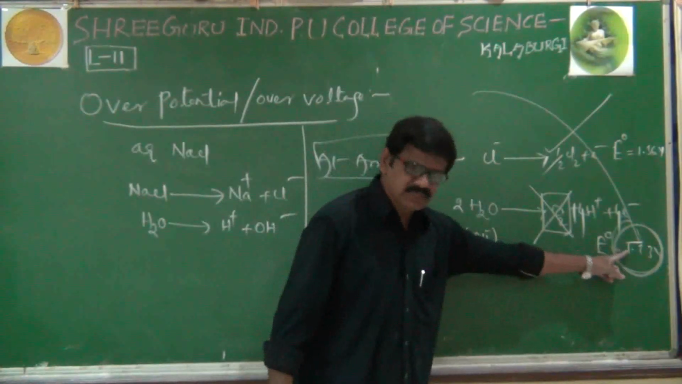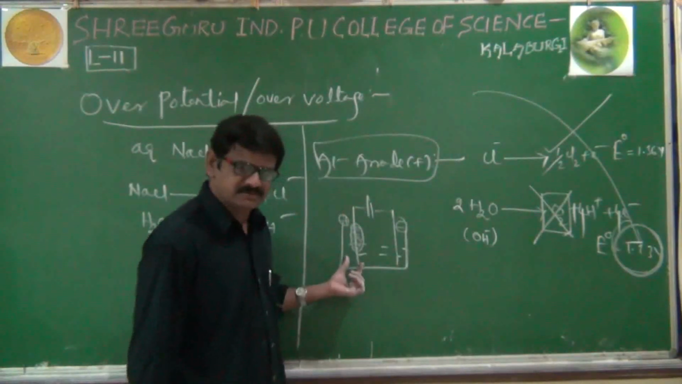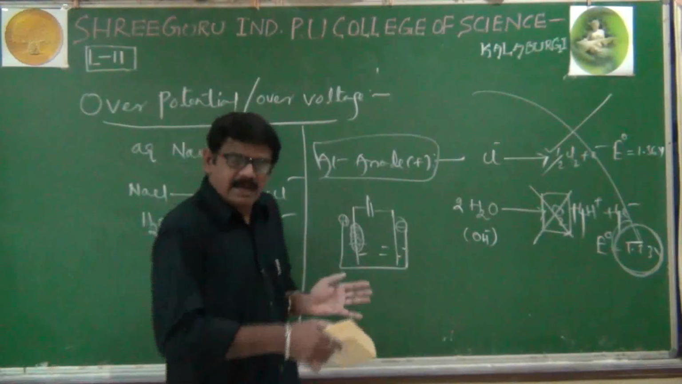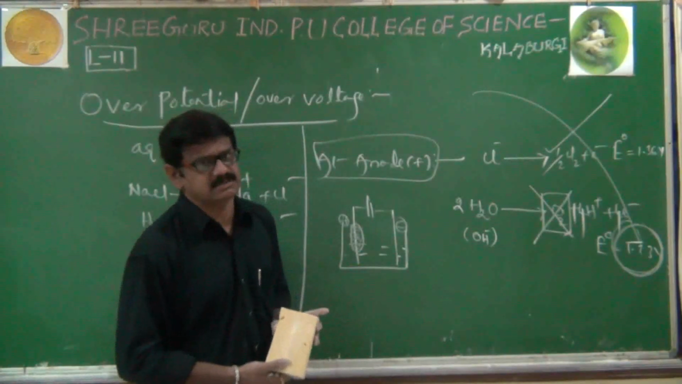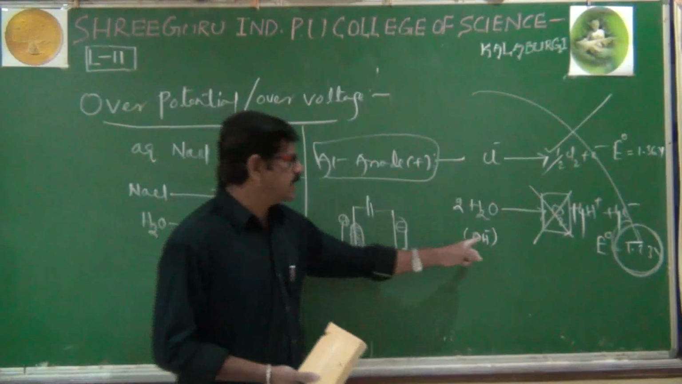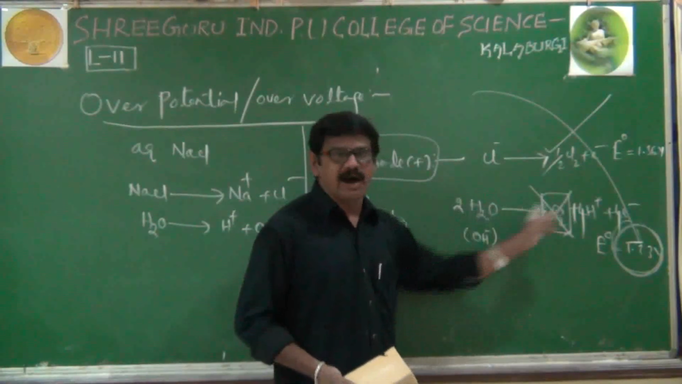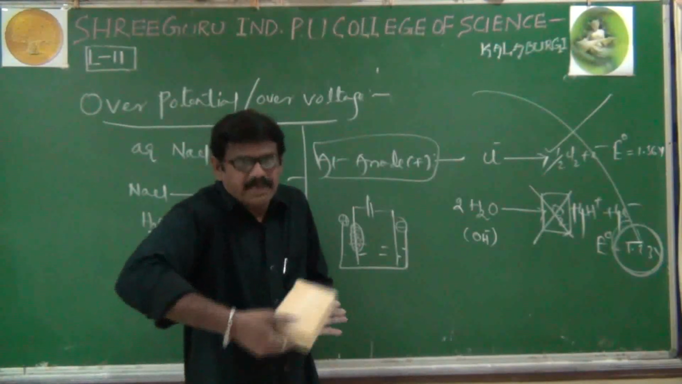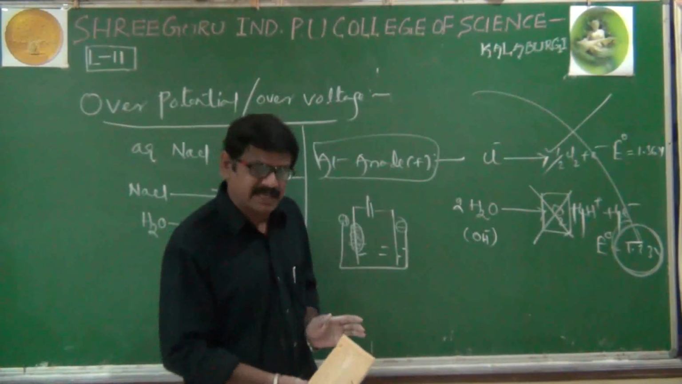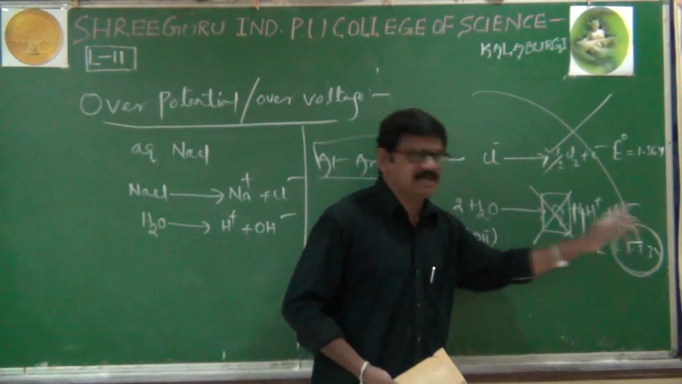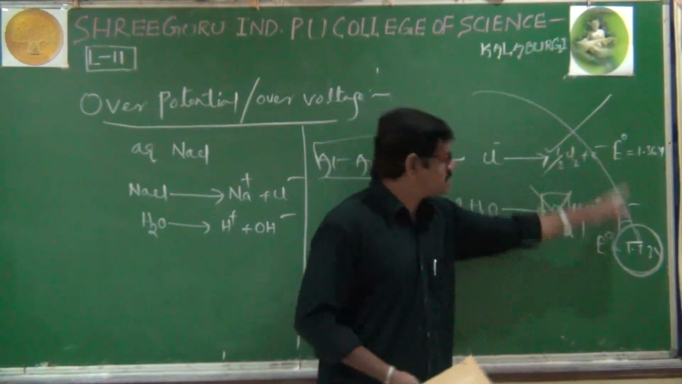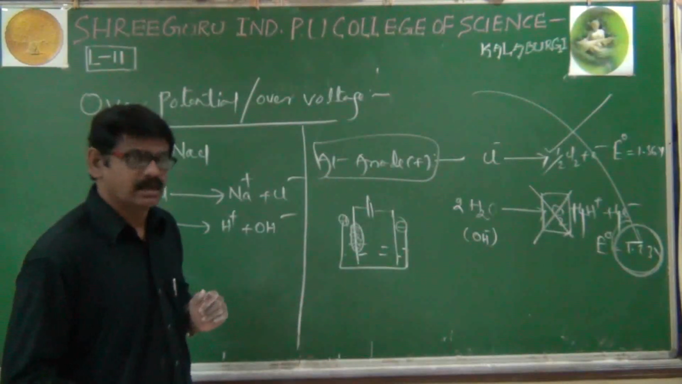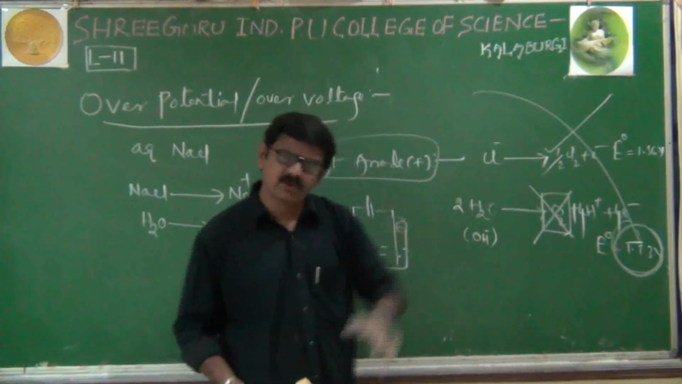Then at 1.23 oxidation is taking place, no doubt. Then one layer has formed. This layer will not allow for further oxidation process. Automatically what happened then? The rate of oxidation of OH minus ion becomes very slow. That's why to make it fast, extra potential we have to supply. This extra potential itself is called as over potential.